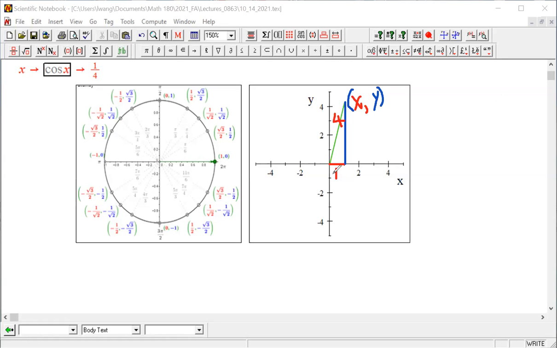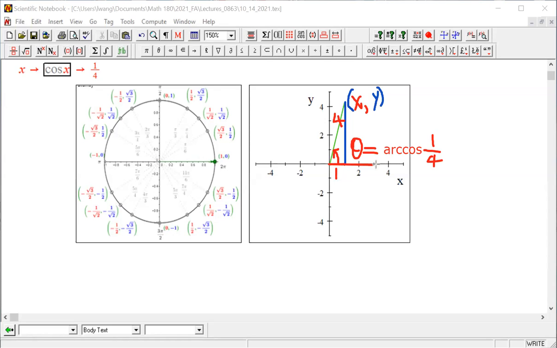And there's another angle, because we know cosine is positive, negative, negative, positive. This is one angle. If we call it theta, theta equals arc cosine 1/4. With the same ratio, 1/4, there's another angle.